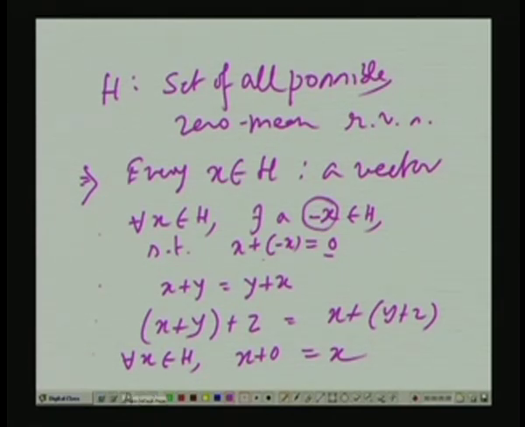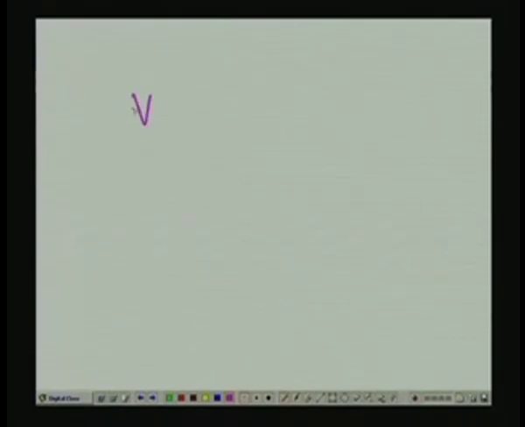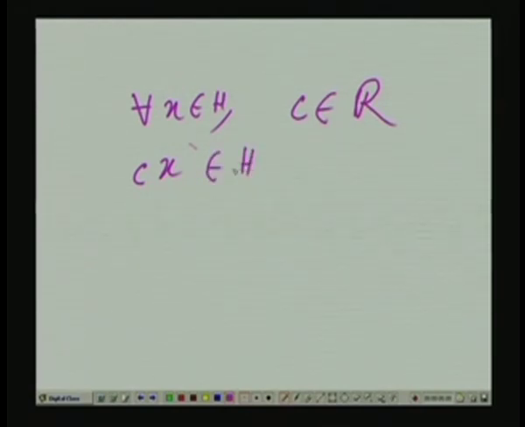The other operation is scalar multiplication. That is, for any x element of H, take a scalar C element of the real numbers. C is just a real number, R is the set of all real numbers. When I write Cx, I mean by this abstract notation Cx another random variable which must also belong to H. It should satisfy some basic properties.